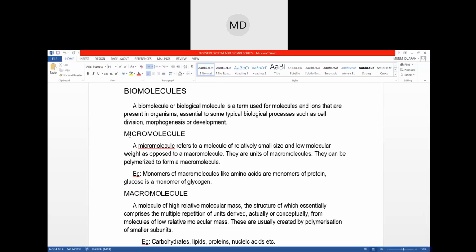What is monomer? Monomer means one chain. Monomer means? One, not chain; single chain. So you can say monomers are the basic units of polymers, right? Basic units means monomers are single units. You can say single units.